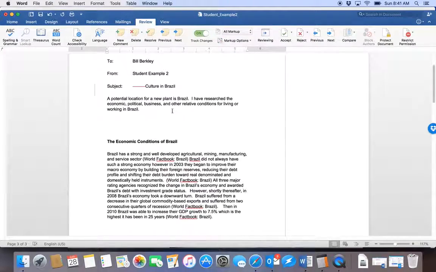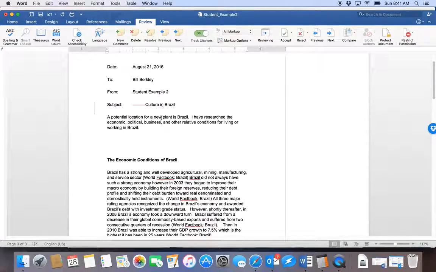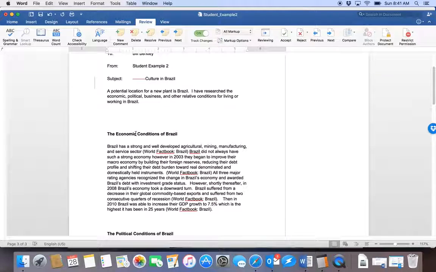So let's just go through this really quickly. A potential location for a new plant is Brazil. I have researched the economic, political, business, and other relative conditions for living or working in Brazil. Pretty decent introduction. It tells why this person is writing and what is going to be included in this document, so the reader knows what to expect.